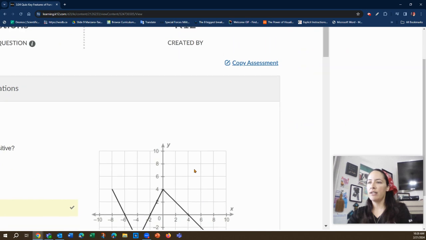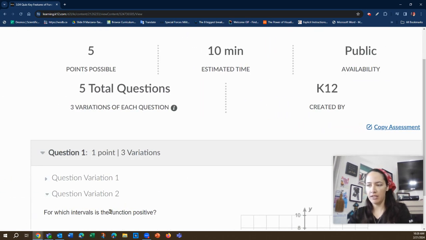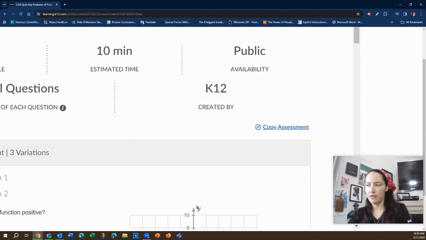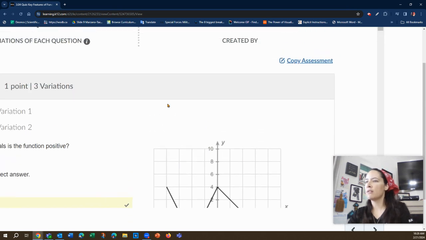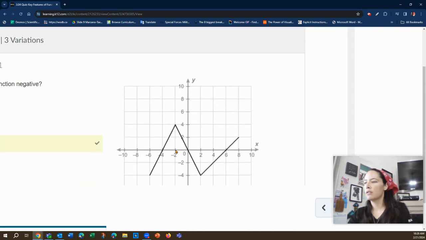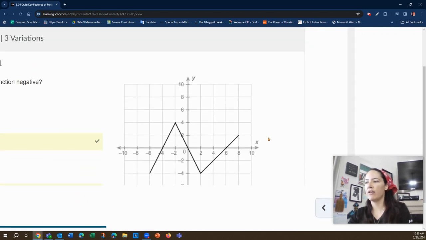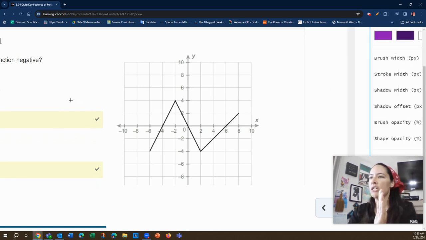Okay, so now it's asking us to figure out for which intervals, which we'll talk about in a second, is the function positive. Scroll down. Okay, so let's take a look at this. Actually, I want to look at a different variation. Let's look at variation 1. Is the function negative? Yeah, okay, very cool. Let's look at this one. Now we're looking for which intervals is the function negative.